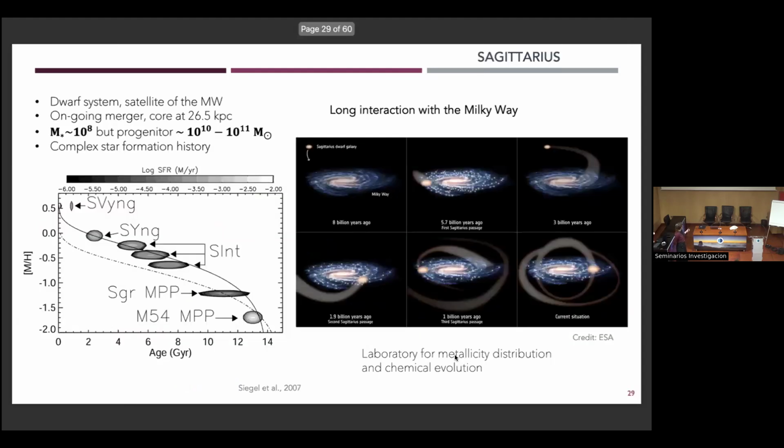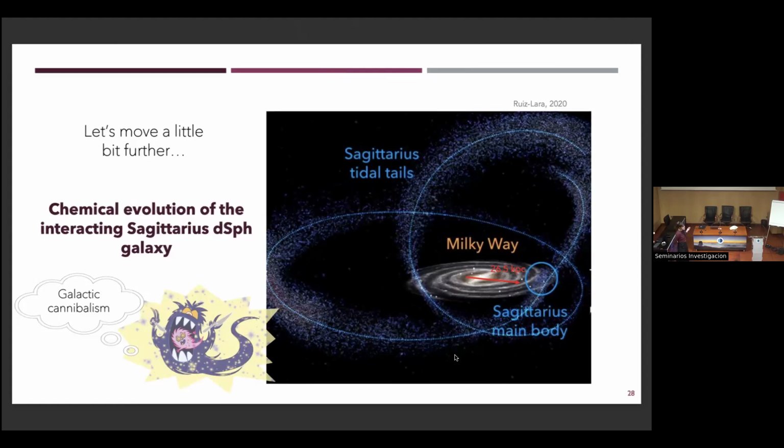Sagittarius, we all know, is a very interesting system, not just because it's one of the biggest satellites of the Milky Way, but because it's an ongoing merger. So what we can still see is a core that probably was the leftover of the progenitor. And then we have two wide stellar streams that wrap around the Milky Way. And what I'm studying is the core, which is located at 26.5 kiloparsecs on the opposite side of the galactic center.